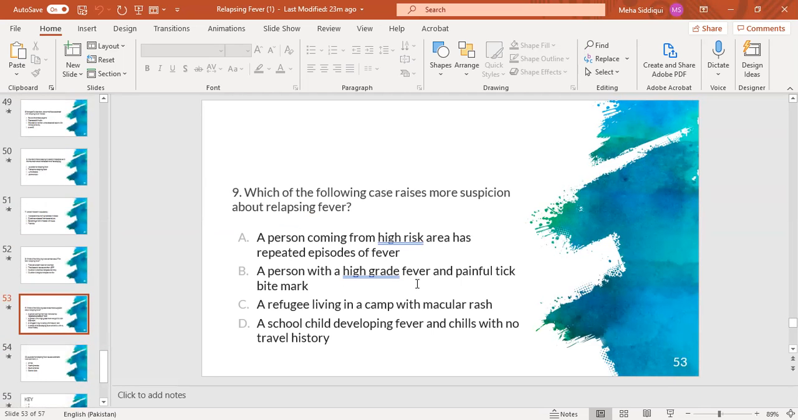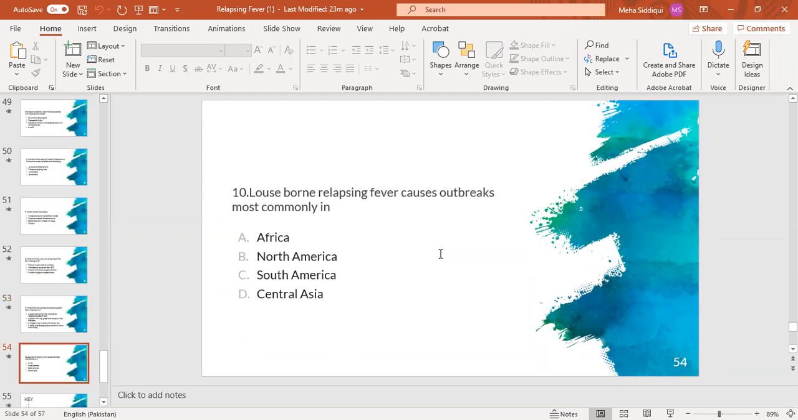Which of the following cases raises more suspicion about relapsing fever? A person coming from a high-risk area has repeated episodes of fever. A person with high-grade fever and a painful tick bite mark. A refugee living in a camp with macular rash. A school child developing fever and chills with no travel history. Yes, A is correct. Louse-borne relapsing fever causes outbreaks most commonly in Africa, North America, or South America? Africa. Yes, right answer is Africa.